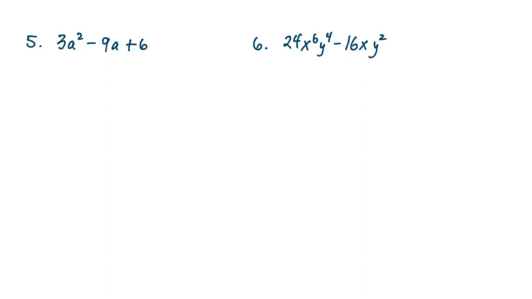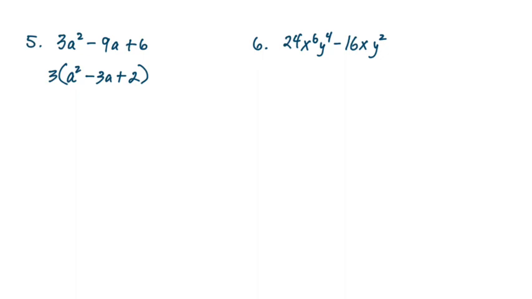All right, so on number 5, be careful. The GCF does not include a because there's no a in that last term. The only factor that these 3 terms have in common is 3. And of course, 3 times something is a squared. We just need the a squared there, don't we? And 3 times something is a minus 9a. That would be minus 3a. And 3 times something is 6. That would be 2. And so there's your answer there.